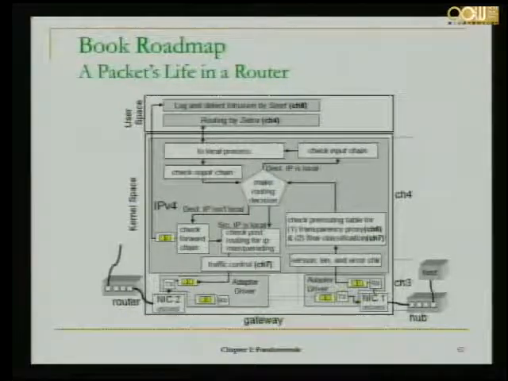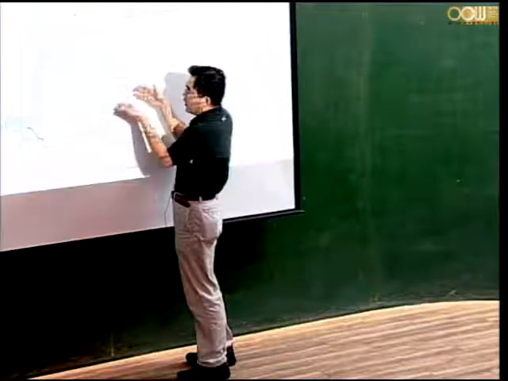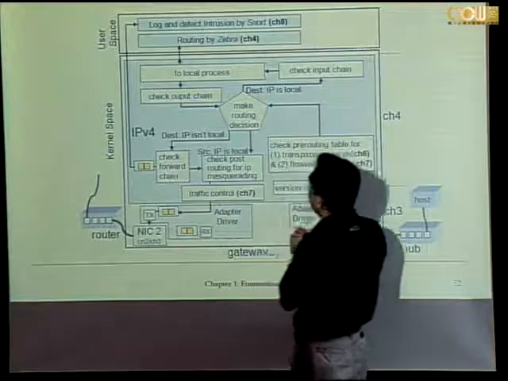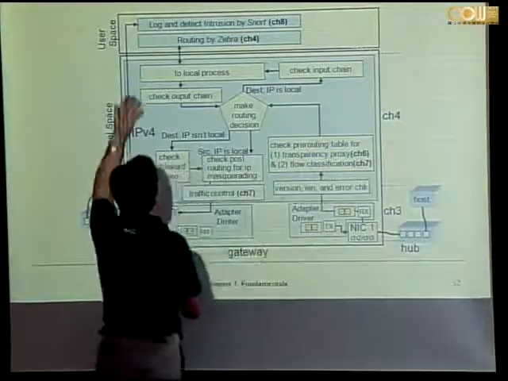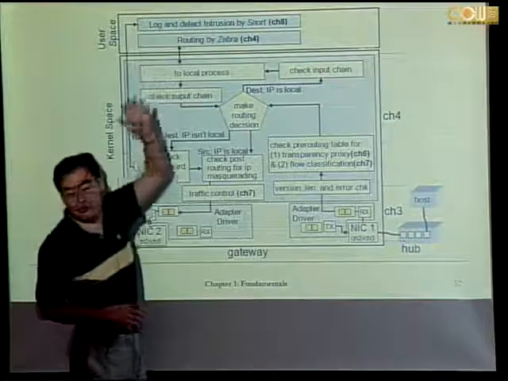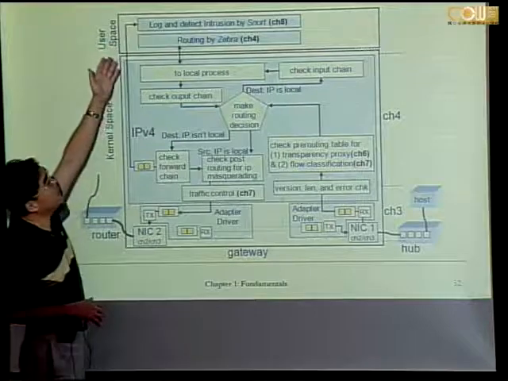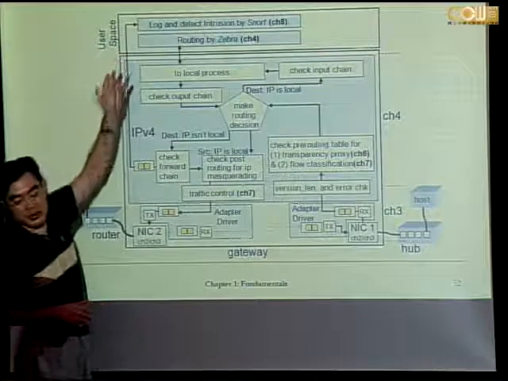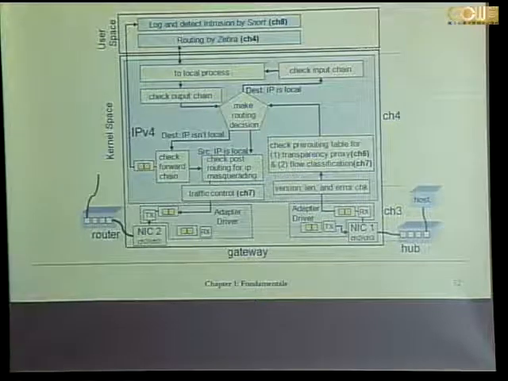It does some traffic control. You could put some traffic control within the kernel, and that's covered in chapter 7. And here, you might have an intrusion detection module or intrusion detection daemon. Say Snort is an intrusion detection daemon, and that is covered in chapter 8.